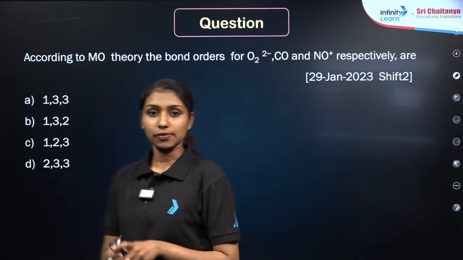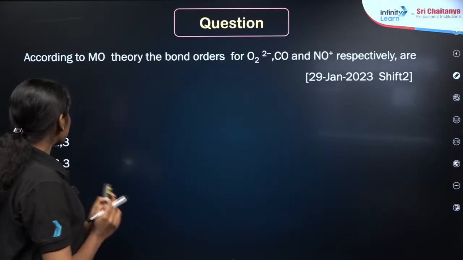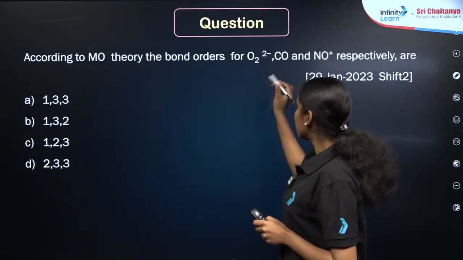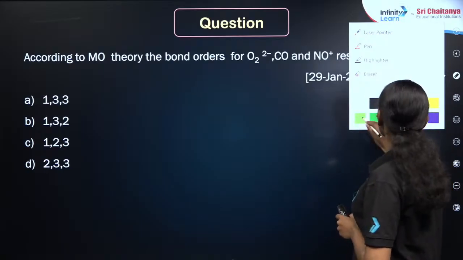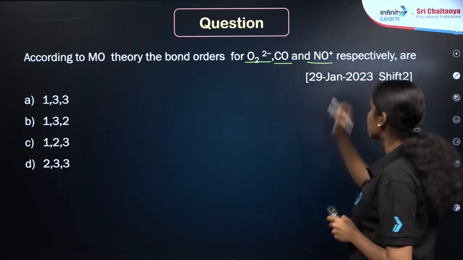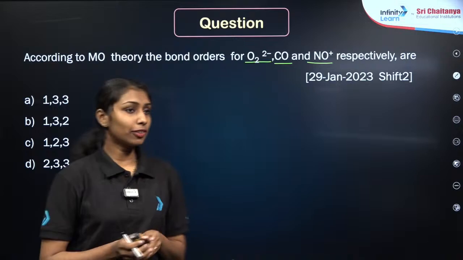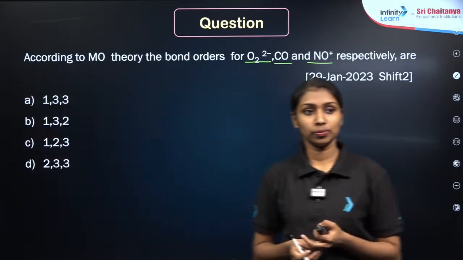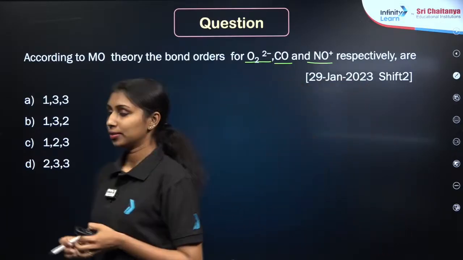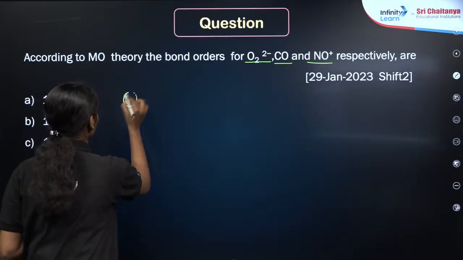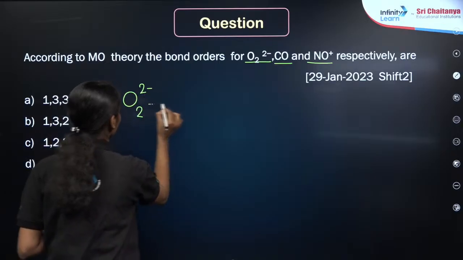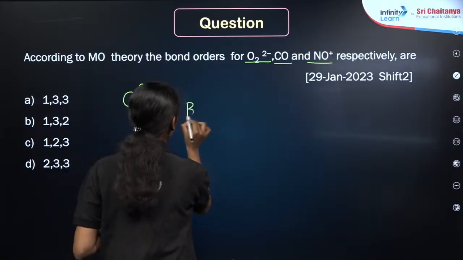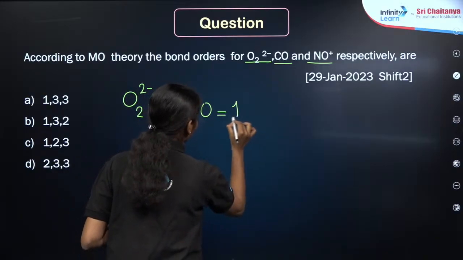Now here are the practice questions for you. The first question is: according to the molecular orbital theory, find out the bond order of O2 minus, CO and NO plus. What will be the answer? First write down the molecular orbital electronic configuration, then you will get that the bond order is equal to 1, right?